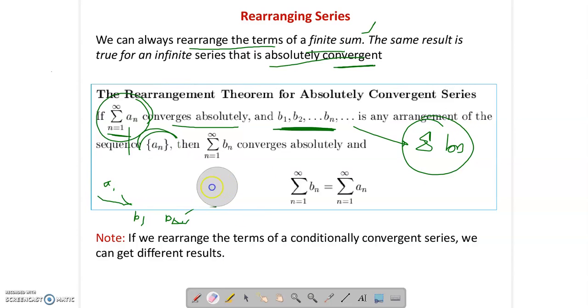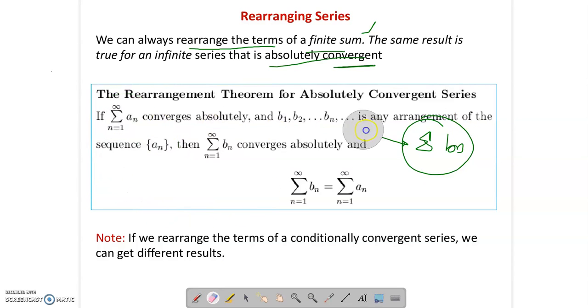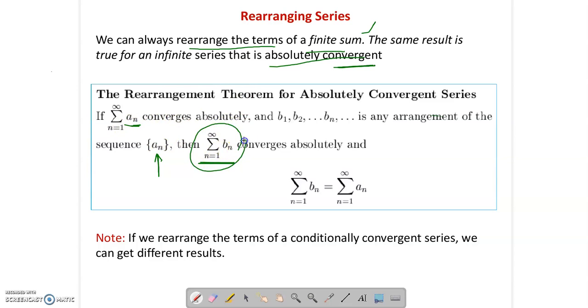Yes, we can say that any rearrangement of this sequence will result in some series. If this series is absolutely convergent, then the series constructed from the rearranged sequence will also converge absolutely, and their sums will also be equal.